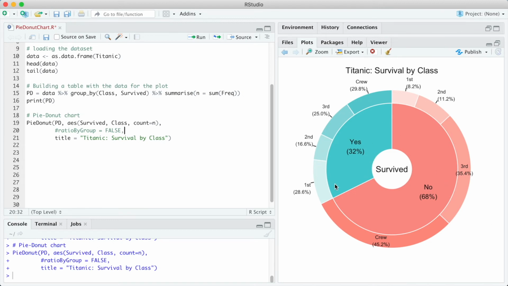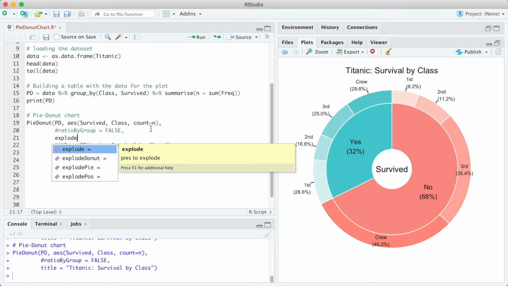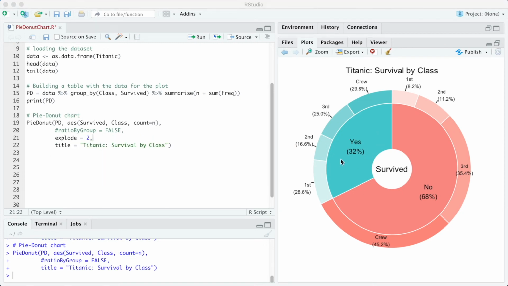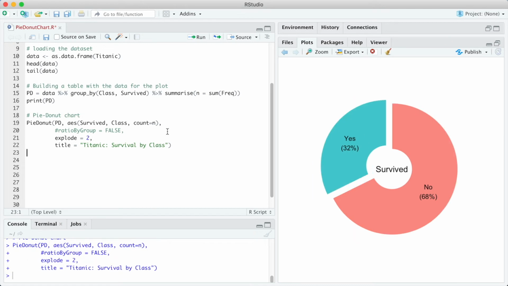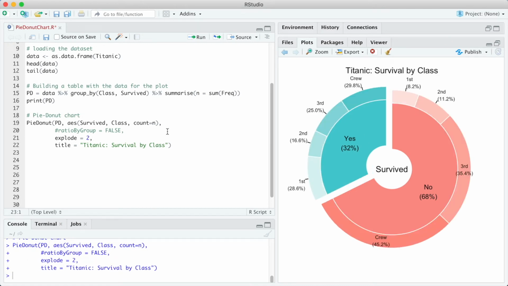It is also possible to explode one or more categories in the chart. Let's explode the survived equal yes. The number 2 means the second category of the variable survived. And it is also possible to explode the donut part of the chart.